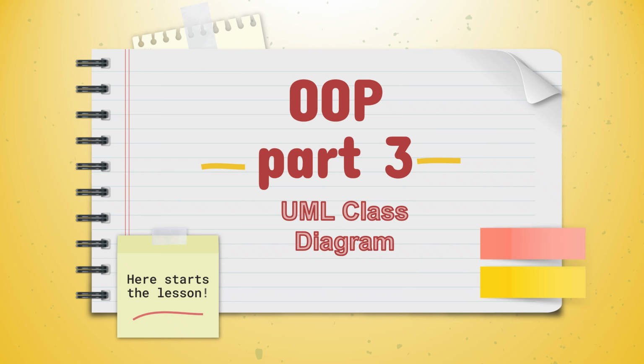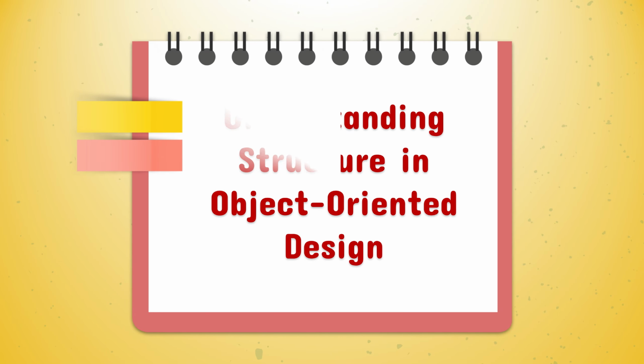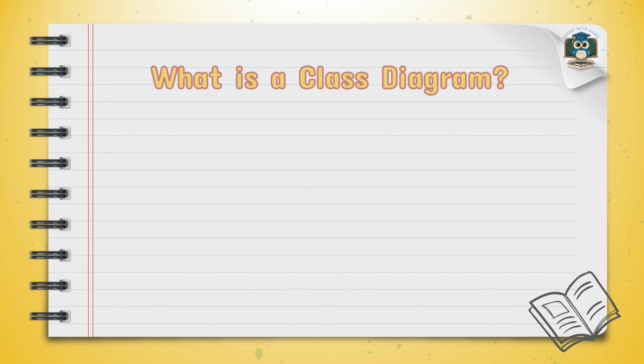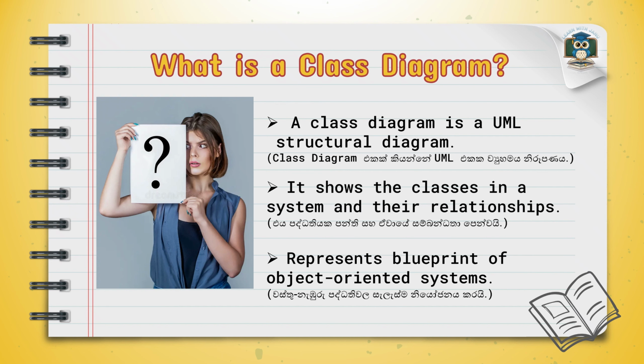So today we are going to talk about our OOP lesson part 3. Today we are going to talk about the UML class diagram. So let's see what the class diagram is first. First, we are going to understand the structure in object-oriented design. So, first let's see what the class diagram means.